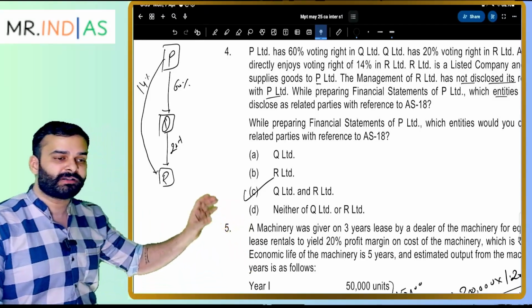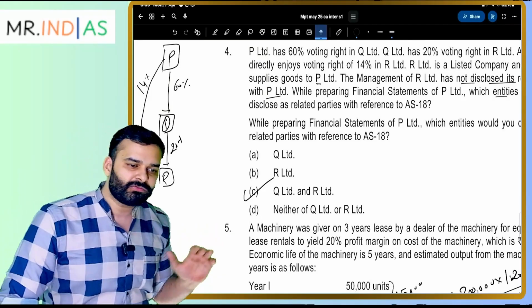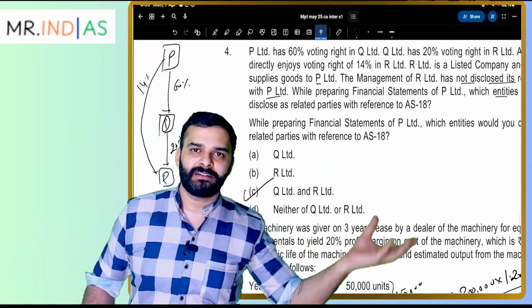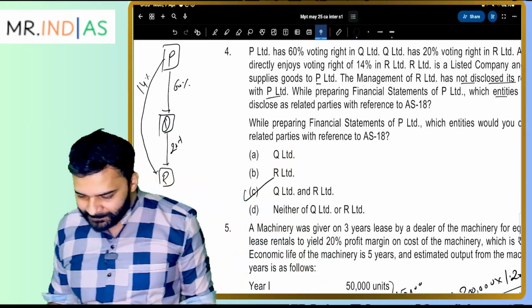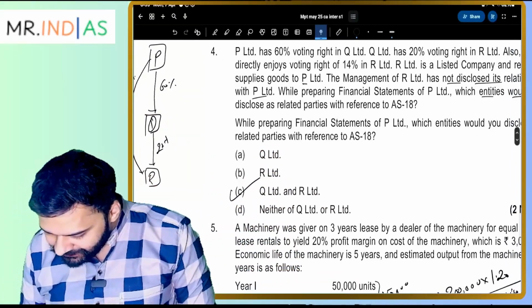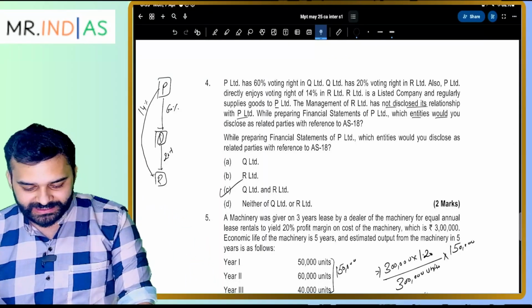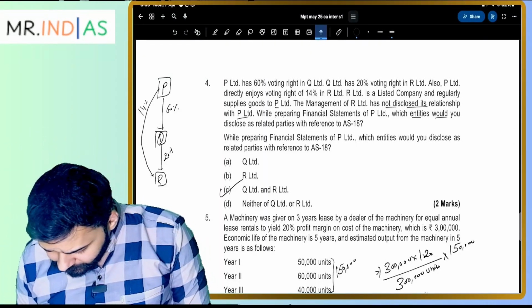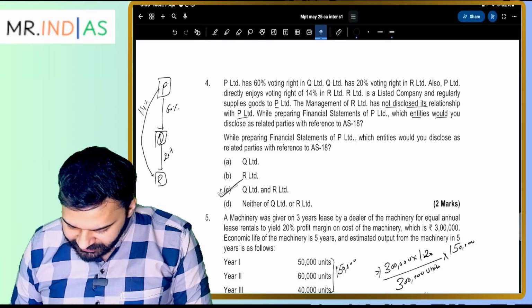I hope you can remember. Who can act as a bridge? Only a subsidiary can act as a bridge, because accounting standard 18 says the indirect relation can only be made with the help of a subsidiary, right? So while preparing the financial statement of P Limited, which entity would you disclose as a related party with reference to AS 18? You are required for P Limited. So for P Limited, Q and R both are related parties.